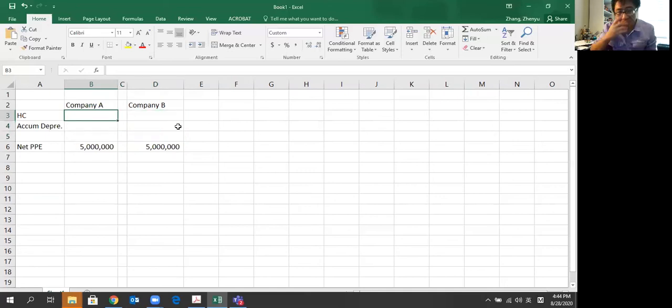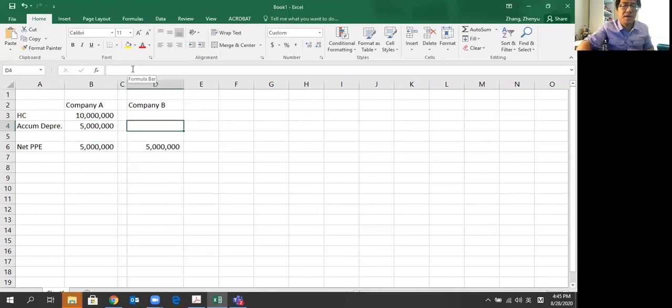So let's assume the historical cost of PPE for company A is 10 million, and accumulated depreciation is 5 million. So historical cost 10 million, accumulated depreciation 5 million, net PPE 5 million, no problem at all.